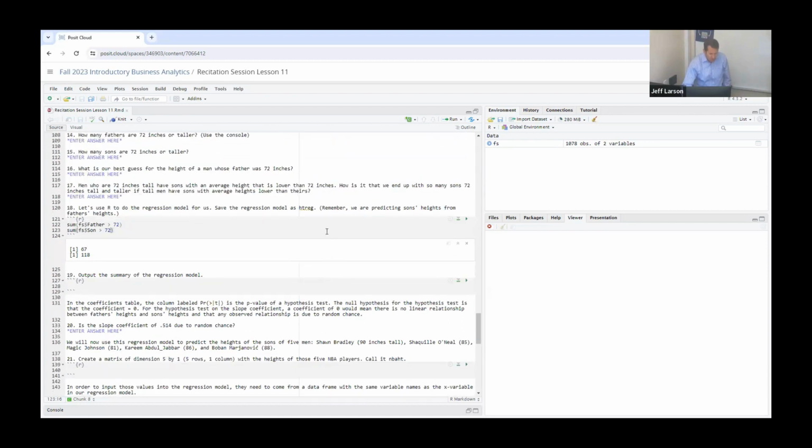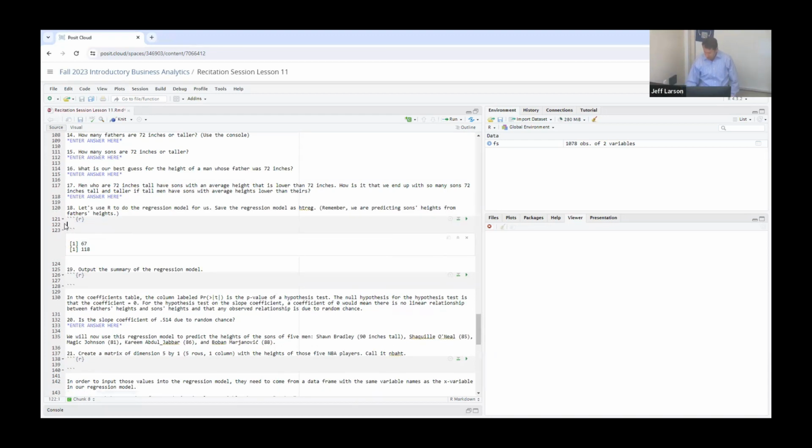Okay, all right. Now, actually, what we're going to do is let's do the regression model, and we're going to save it as HTReg. Okay, so we're saying HTReg gets, and how do we do a regression model? With the command LM for linear model. LM, and then we do this weird tilde thing. So we're going to predict son based on the father. So we do son is predicted by father, and we use this little tilde symbol to say this is our regression model. Dependent variable, tilde, independent variable.